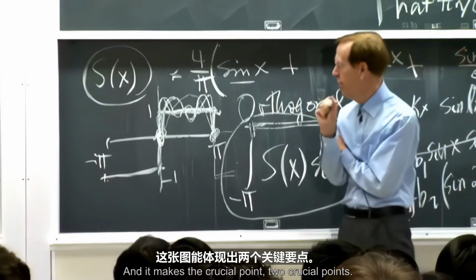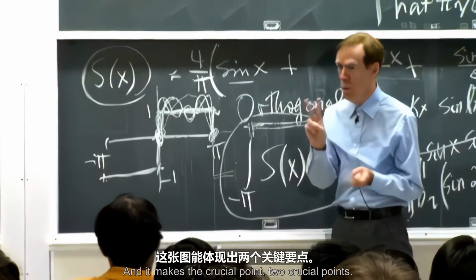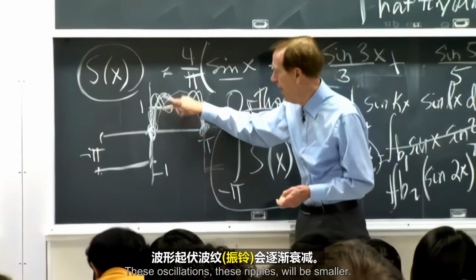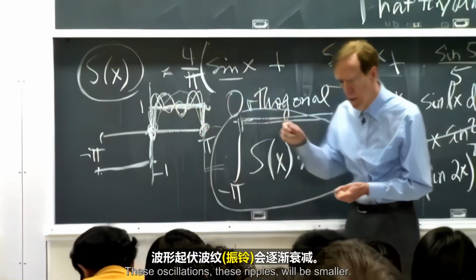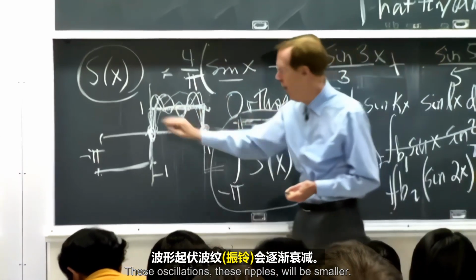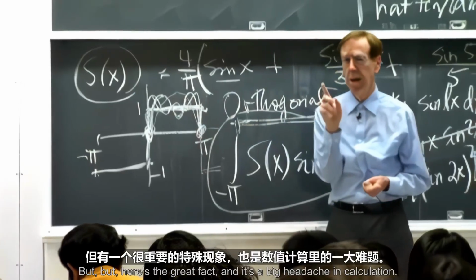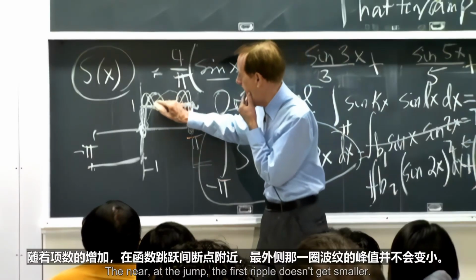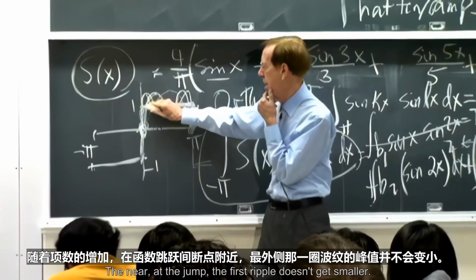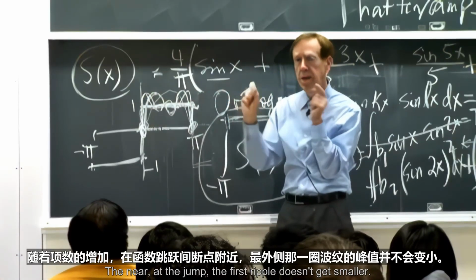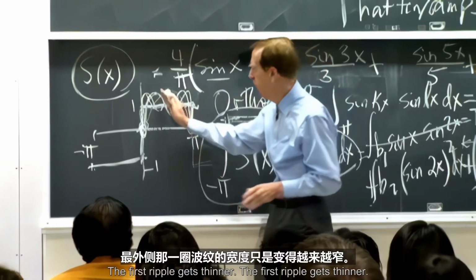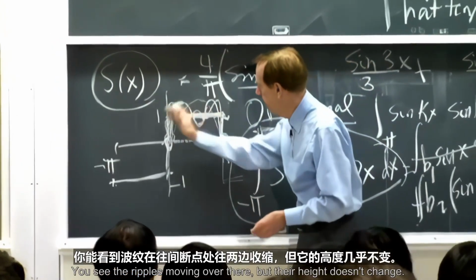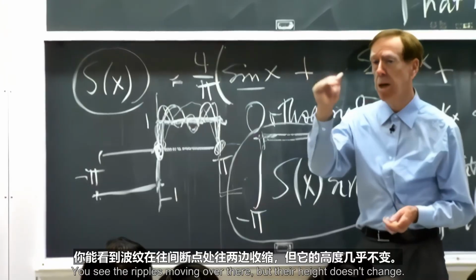And it makes two crucial points. One is, I am going to get closer and closer to 1. These oscillations, these ripples, will be smaller. But here's the great fact, and it's a big headache in calculation. At the jump, the first ripple doesn't get smaller. The first ripple gets thinner. You see the ripples moving over there, but their height doesn't change.